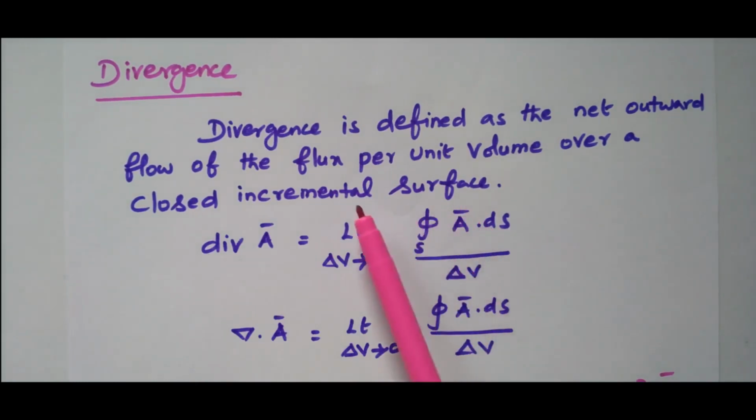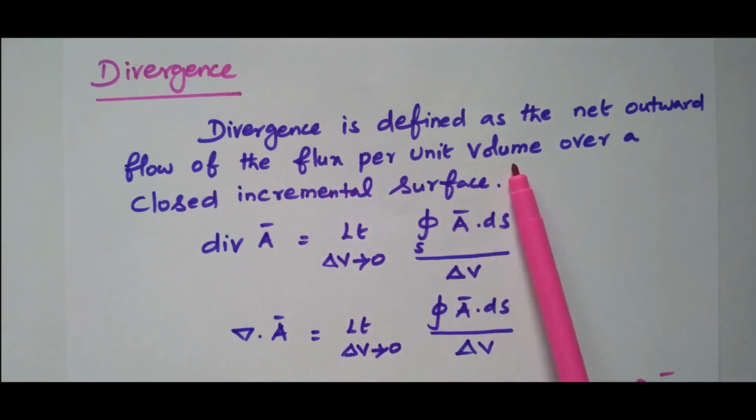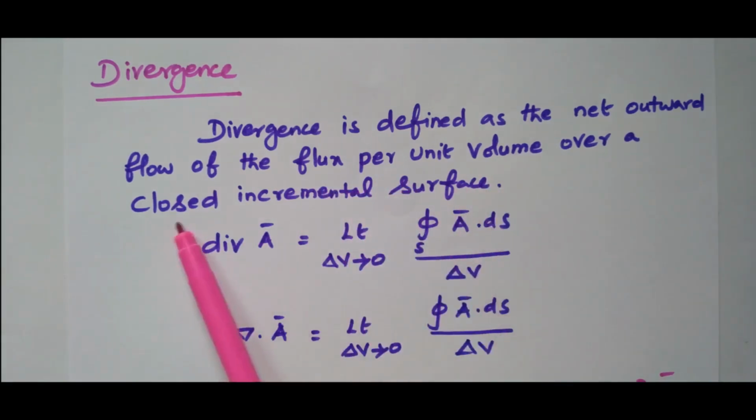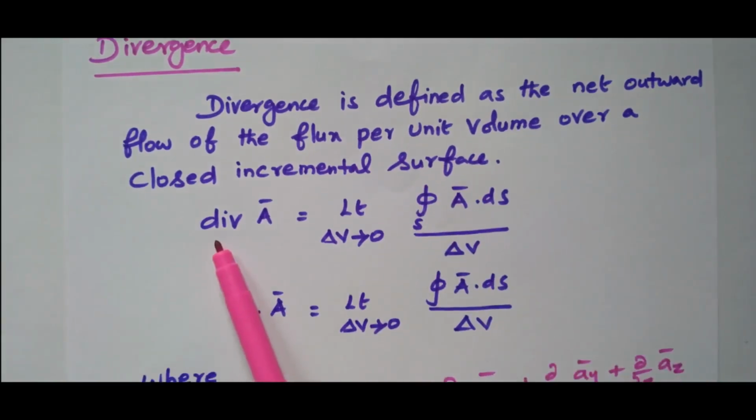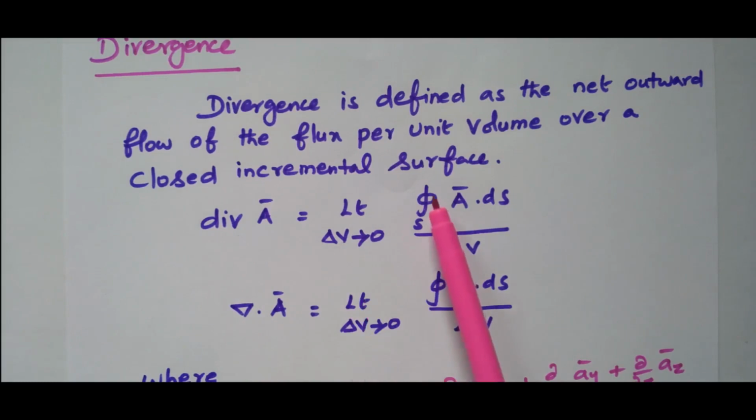Right? So what is divergence defining? The outward flow of the flux per unit volume over a closed incremental surface. That is given by divergence of A equal to the limit as del V tends to 0, the volume tends to 0, of the surface integral, this is a double integral, of A dot ds divided by dV. So this is nothing but the flow of flux through a surface area divided by volume. That is the definition given, right?